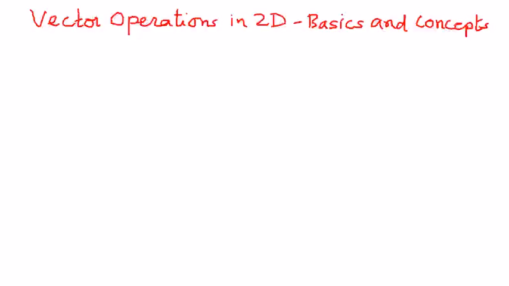Welcome to my presentation. In this presentation, we shall see vector operations in two dimensions. Let us first of all define some basic terms. Some basic terms are i and j vectors. What is an i vector and what is a j vector?